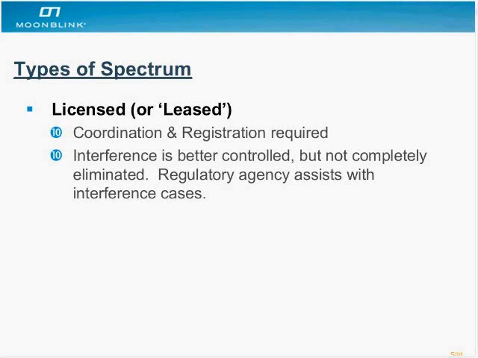So anyway, there is obviously coordination and registration required. They ask a lot of information, but the reason for this is to make sure that your transmission is recorded and it's better controlled and it's able to exist in harmony with other transmitters as well, because we're obviously not the only ones transmitting RF out there. Also, the regulatory body, in the case of the United States, would be the FCC. They would help assist with interference cases. They would assist the user, so that's good.